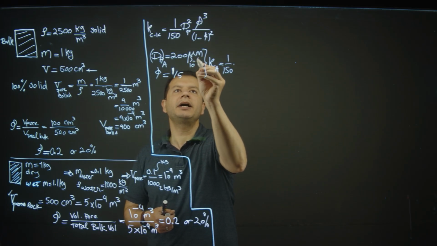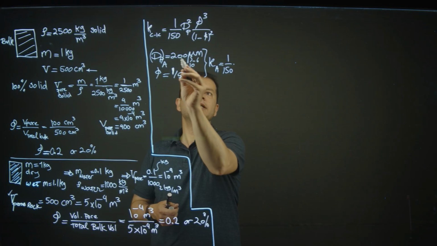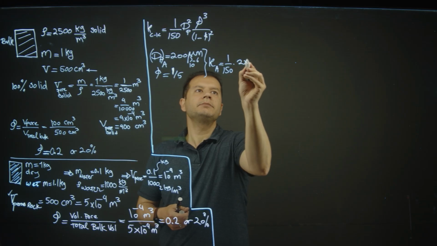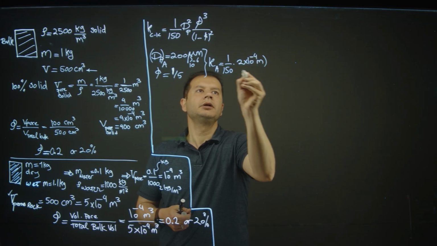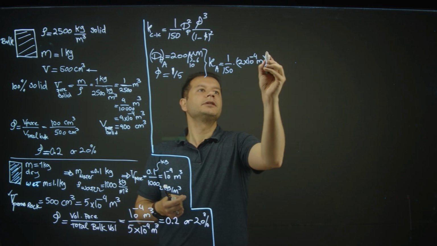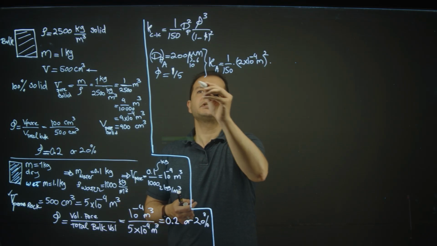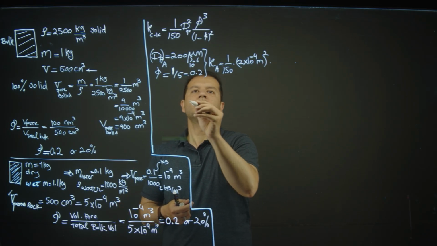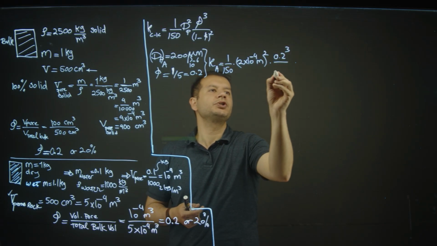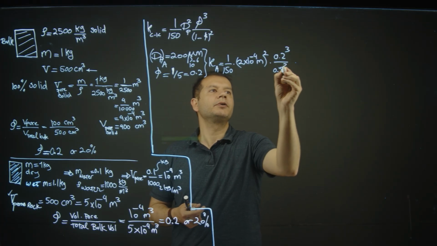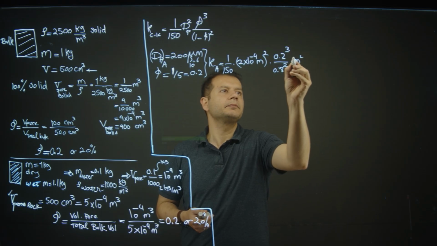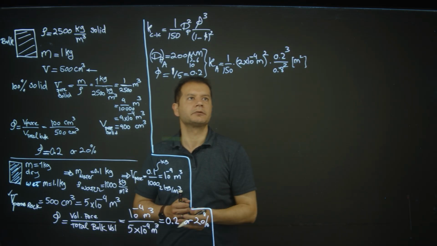Micro is 10 to the power minus 6. 200, two orders of magnitude will be reduced here, so it will be 2 times 10 to the minus 4 meter as the diameter in SI unit. And therefore, that to the power 2, times porosity, which is 0.2, to the power 3, over 1 minus 0.2, which is 0.8, to the power 2. This will be the permeability in square meter, right?